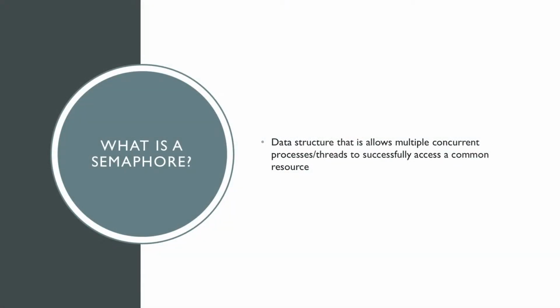Well, a semaphore can be thought of as a data structure that is used to allow multiple concurrent processes that are trying to synchronously access a common resource to be able to do so without creating any conflicting problems. For example, if you have two processes, A and B, who are both trying to access the same resource, using semaphores will ensure that only A or B can use that resource one at a time while the other has to wait.